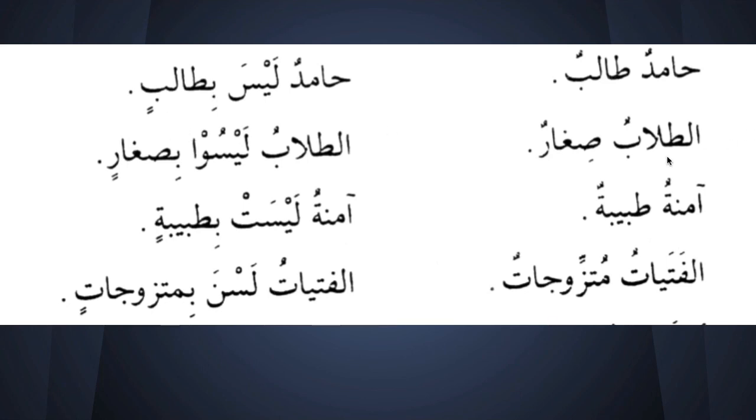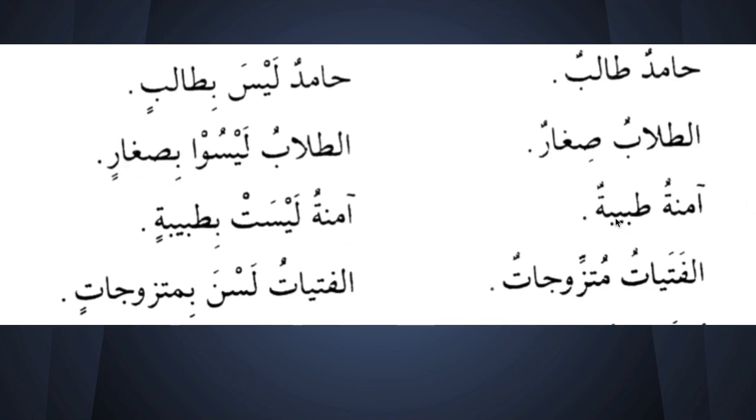Same thing here. At-tullabu sigarun. Tullab is a plural word, so we need to have a plural verb to represent them. So it's Laisu. The waw is the sign of ism Laisa, which represents Tullabu Bisigarin. At-tullabu Laisu Bisigarin. So we're negating here. If there is no B, then it will be At-tullabu Laisu Sigaran.